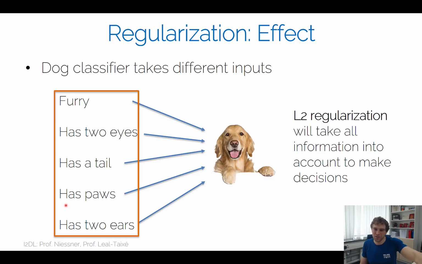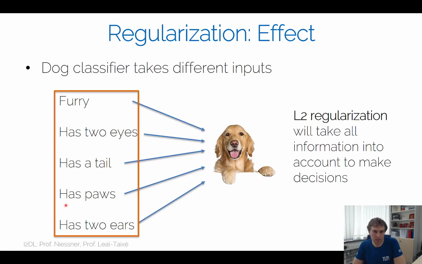No, it takes all of the things into account. And it's considered more robust, and we will see this is a much better property in terms of generalization, because we don't just memorize individual features, but we force the network to take everything into account.